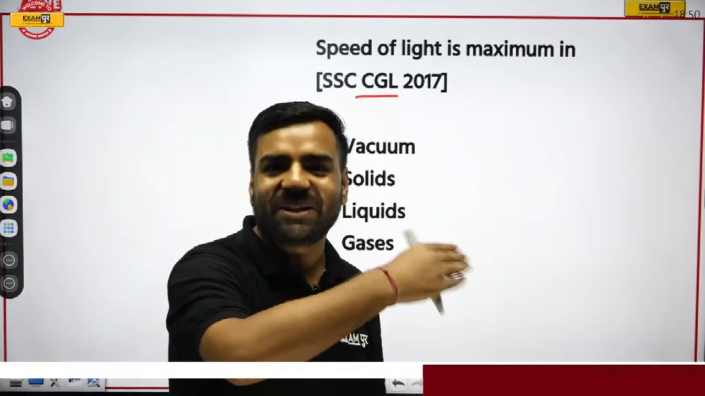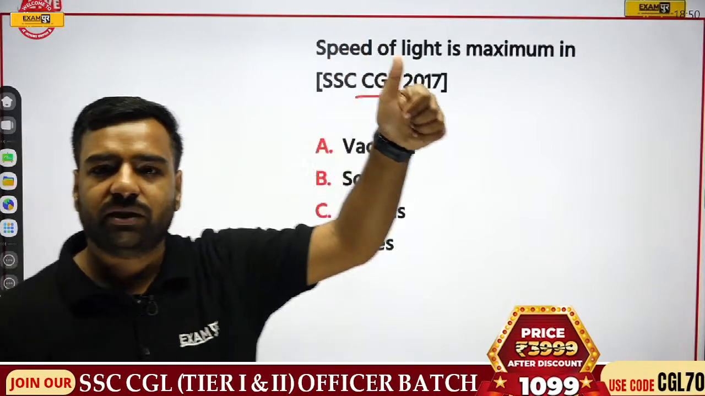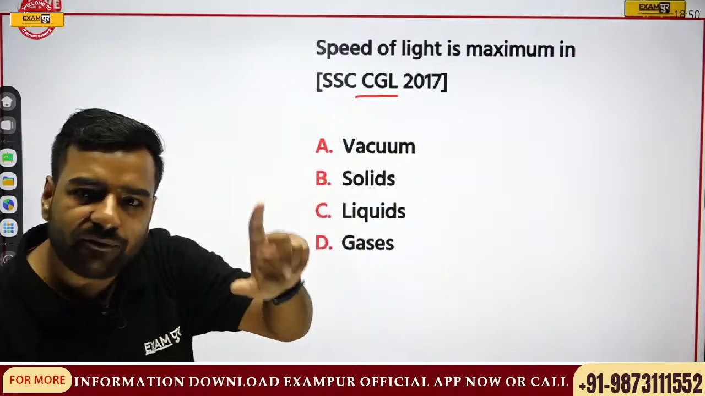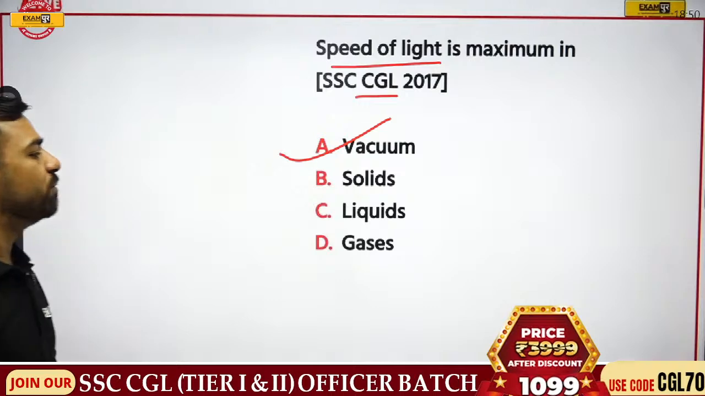Let's come back to our question now. What I was saying, I was talking about the speed of light. Monali was the one who gave the answer. Awesome, Monali. Everyone please remember, if I'm talking about the speed of light, it is actually maximum in the case of vacuum. Fine.